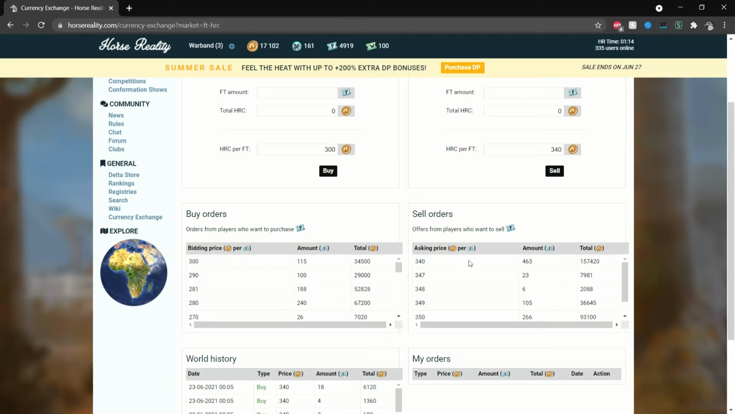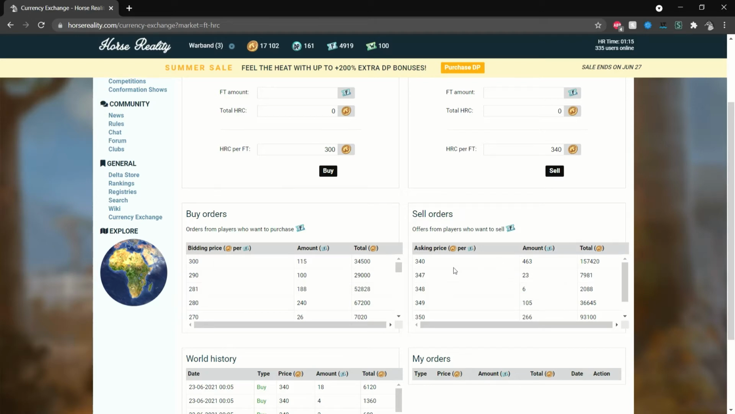Now over here is what the current selling price is. So this is $340 per FT, and there's 463 currently for sale at that price, which means if you wanted to buy a bunch of FT, you would have to pay a minimum of 340.